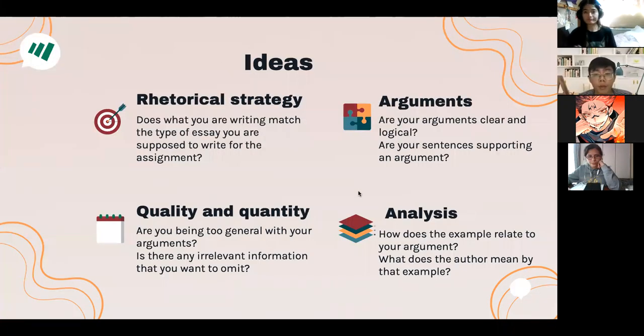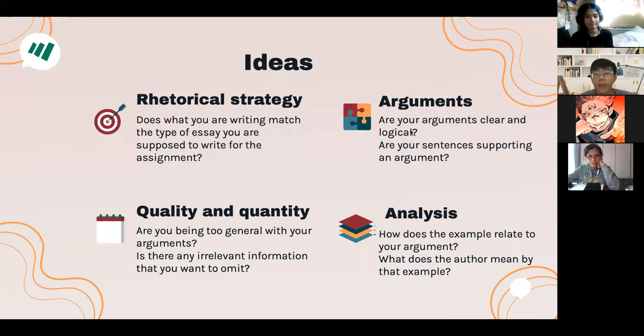Great, thanks everyone. So let me pick up where I left off. There are four things that we want you to focus on at this revising for ideas stage. The first one is rhetorical strategy. Does what you're writing match the type of essay you are supposed to write for the assignment?